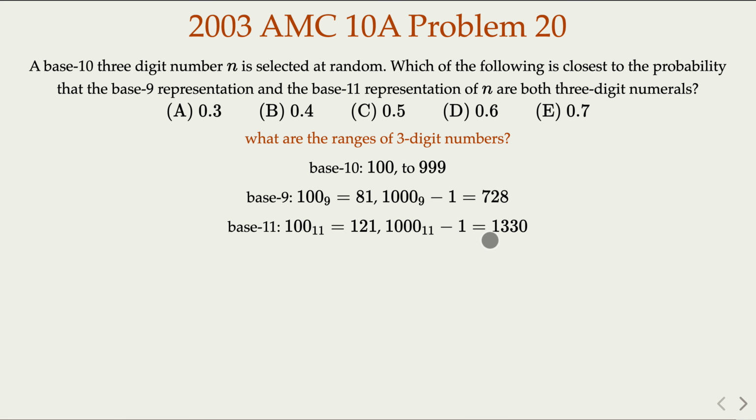In other words, we have this many numbers, 608, but we choose from the 3-digit base 10 numbers, which is 900 of them. The probability would be 608 over 900. This is about 2/3, 0.67, which is closer to 0.7. The answer is E. That's the answer.